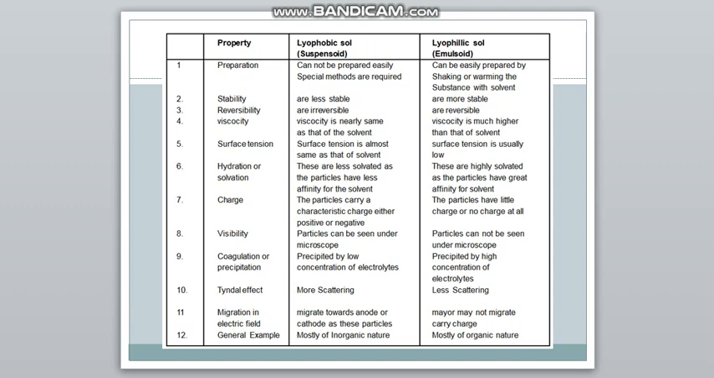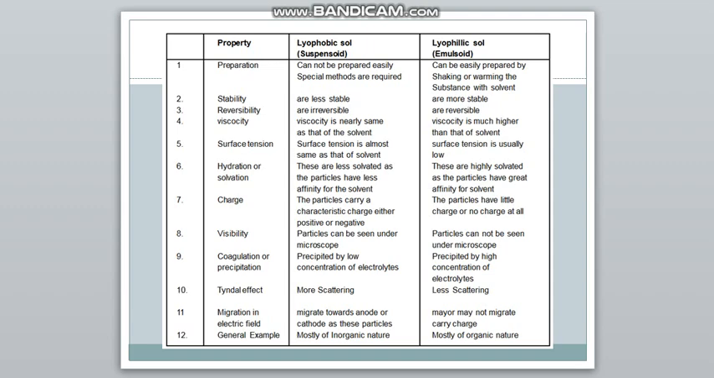Coagulation: lyophobic can be precipitated by a low concentration of electrolytes, but lyophilic requires a high concentration of electrolytes for precipitation. Tyndall effect: lyophobic undergoes more scattering and lyophilic less scattering. Migration in an electric field: lyophobic goes towards the anode or cathode as these particles are charged, whereas lyophilic may not migrate because they do not carry charge. General example: lyophobic is mostly inorganic and lyophilic is mostly organic in nature.